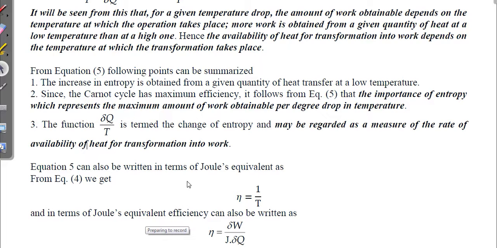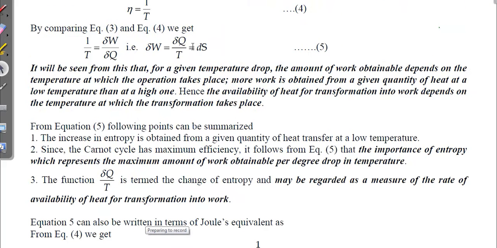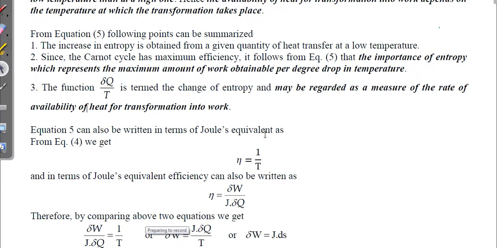Let's read some other things regarding this. This equation 5 can also be given in terms of Joule equivalent. You can revise Joule equivalent, that is W equal to J times Q. Okay, this is the Joule equivalent. When you convert heat to work, for the equivalent amount of work, you multiply by J.